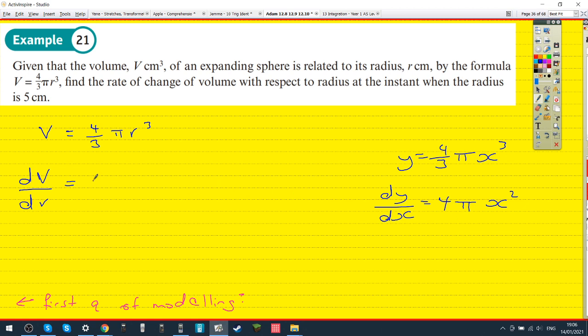How about this one on the left? It's volume and radius. This is the volume of a sphere, so it'd be 4 pi radius squared. Correct. What is the rate of change when the radius is 5?